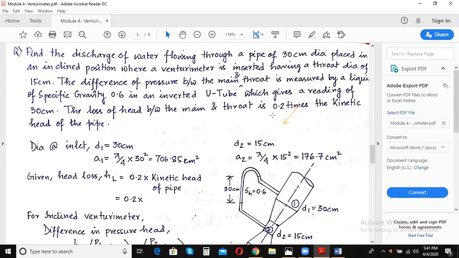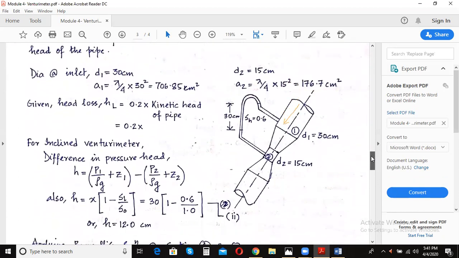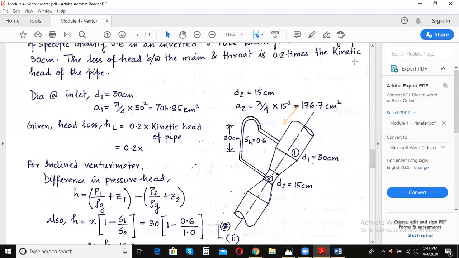Now let's see the last part of the problem. The loss of head between the main and the throat is 0.2 times the kinetic head of the pipe. Okay, so what is the value of the kinetic head of the pipe? See, we have two sections. We can have two kinetic heads. Okay, we have section 1 and we have section 2. But in this case, since it is mentioned that the head loss is equal to 0.2 times the kinetic head of the pipe, since the word pipe is mentioned, it means that we have to consider the velocity of the flow which is taking place through the diameter of the pipe.